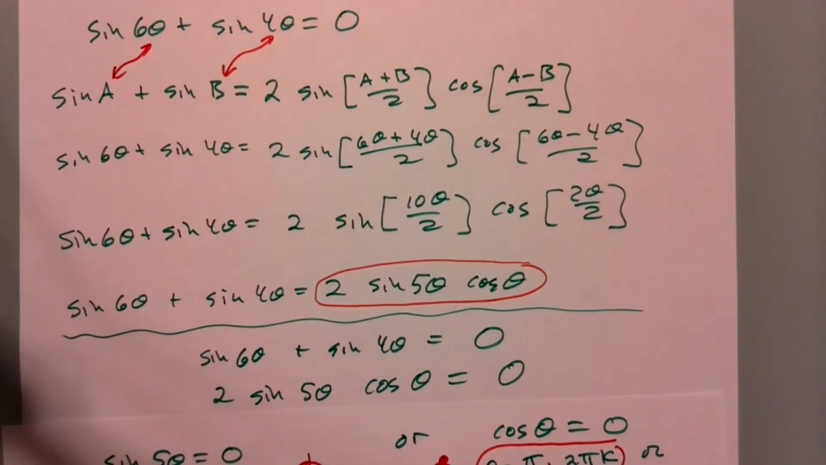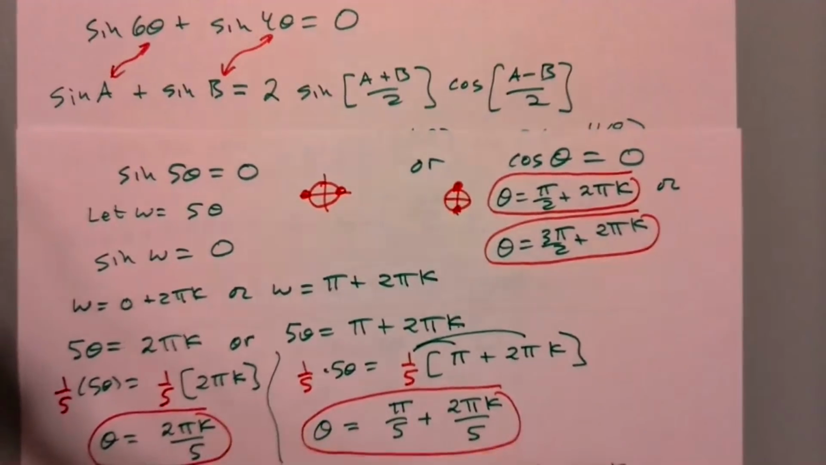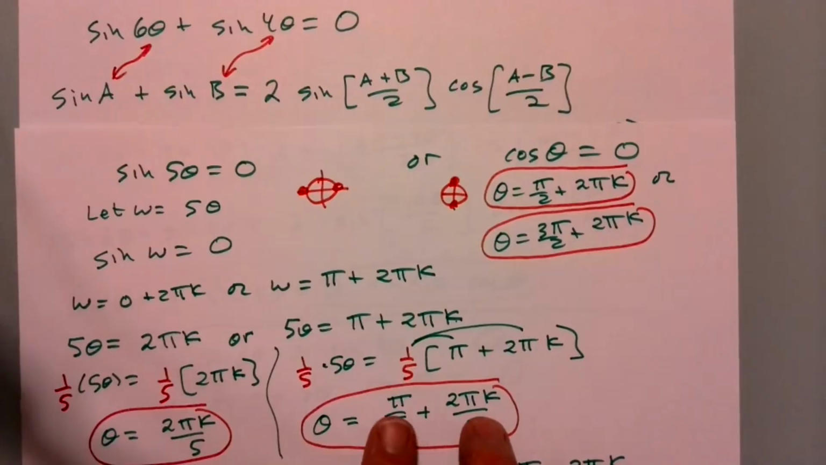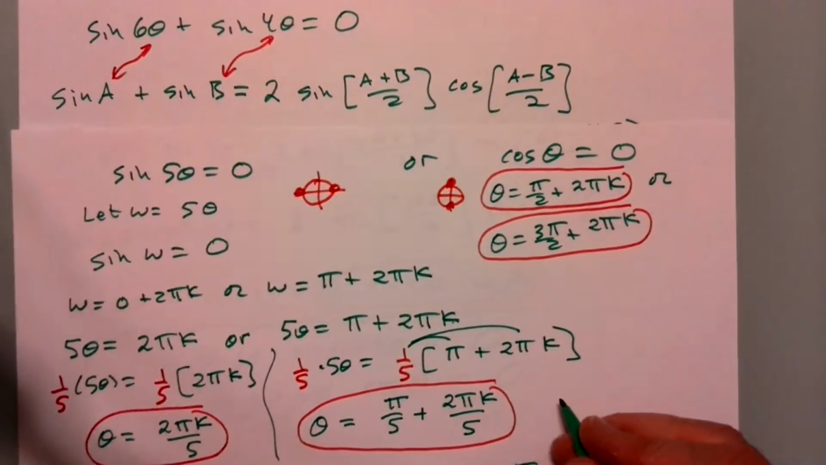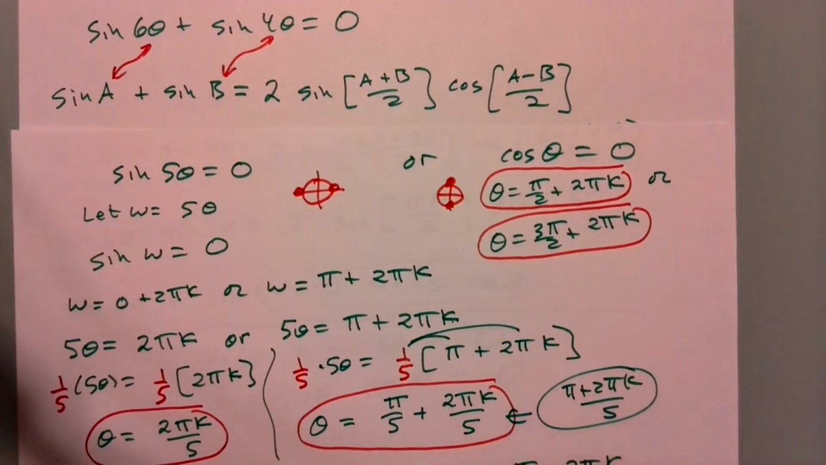Sabrina asks, would you be able to write it as a pi plus 2 pi k all over 5? I'm not sure what you mean by a pi plus 2 pi k. Sure, I think what Sabrina's asking me is, could I combine these two fractions, pi plus 2 pi k over 5? That would be okay, indeed. Pi plus 2 pi k over 5 would have been acceptable too for that one.